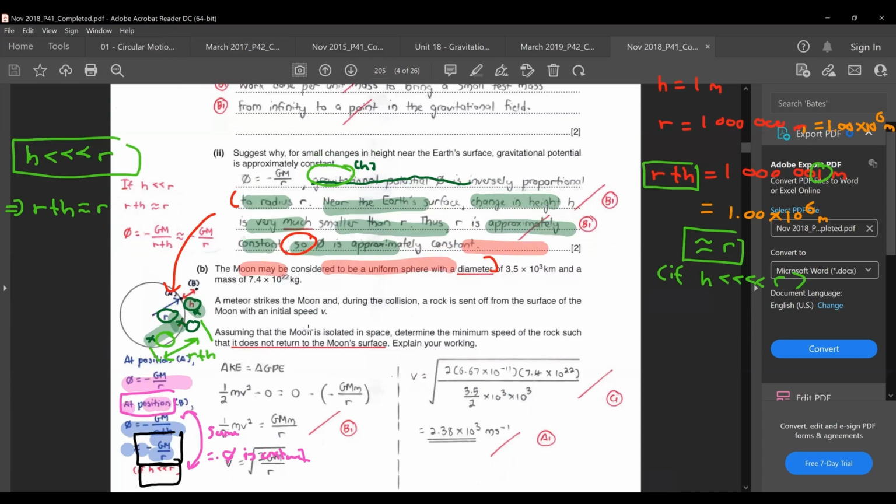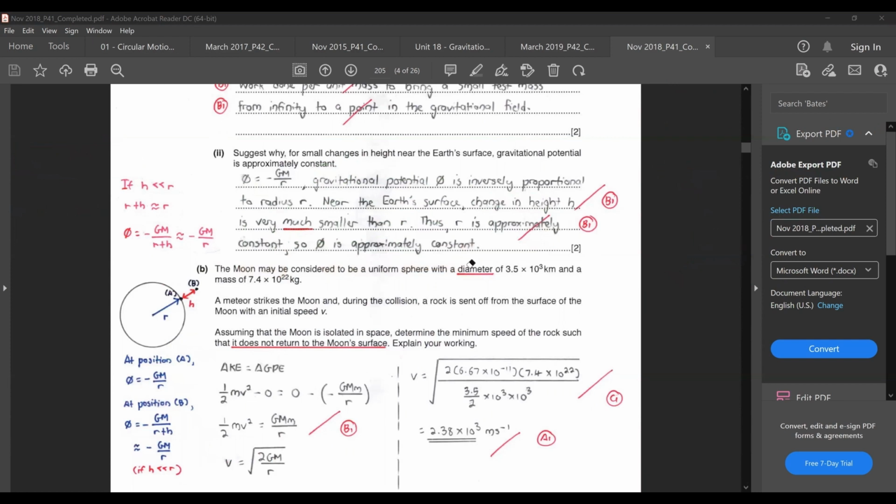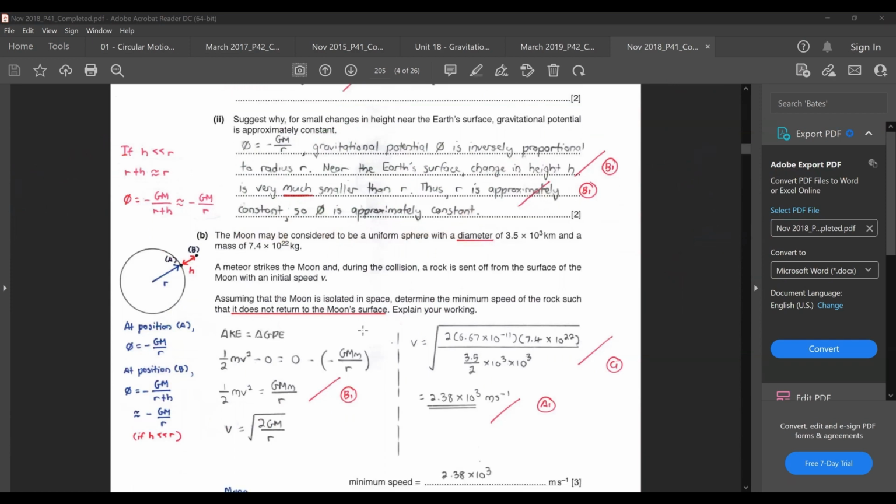All right, now for part B, this one is talking about escape speed, which we just did towards the end of the last lesson. We tell you right now, the moon may be considered to be a uniform sphere with a diameter of 3.5 times 10 power 3 kilometers and a mass of 7.4 times 10 power 22 kg. A meteor strikes the moon, and then during the collision, a rock is sent off from the surface of the moon with an initial speed v. Assuming that the moon is isolated in space, determine the minimum speed of the rock such that it does not return to the moon's surface.